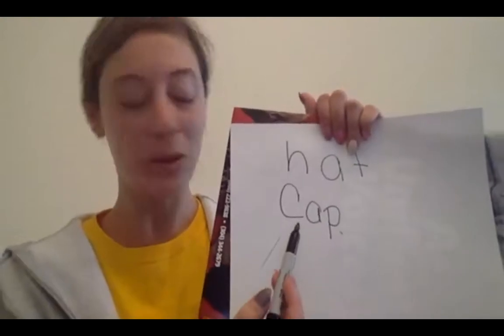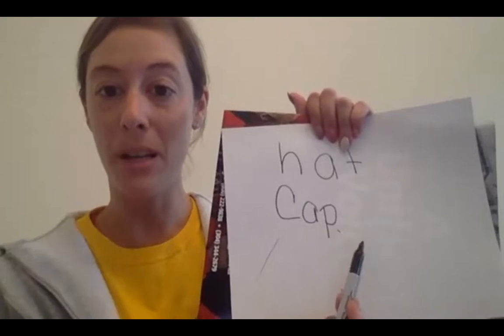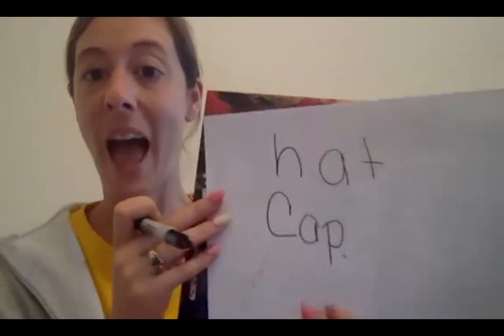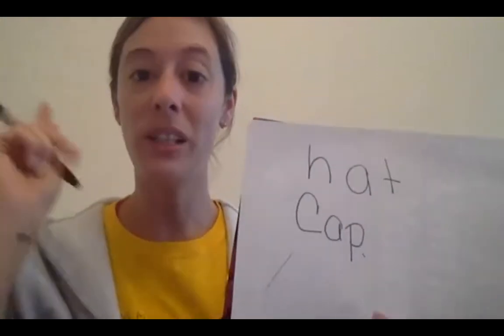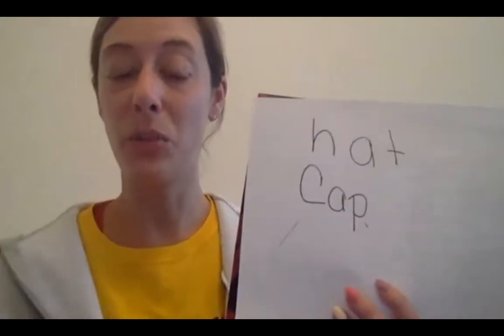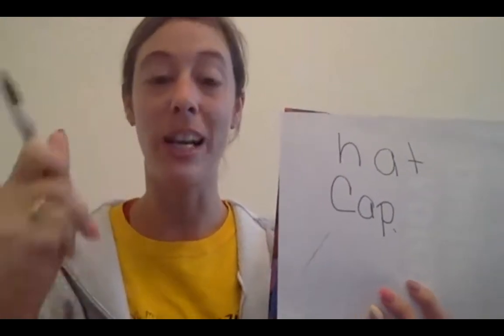Ooh, didn't mean to write on that. I want you guys to say the next word with me on the count of 3. 1, 2, 3. Cap. Very good. So we know that the short A makes the ah sound. So the long A is going to say the name. It's going to make the A sound. Okay? So not ah, it's going to make A. So say it with me on the count of 3. 1, 2, 3. A. Very good.